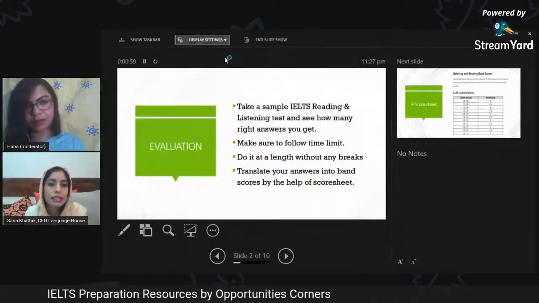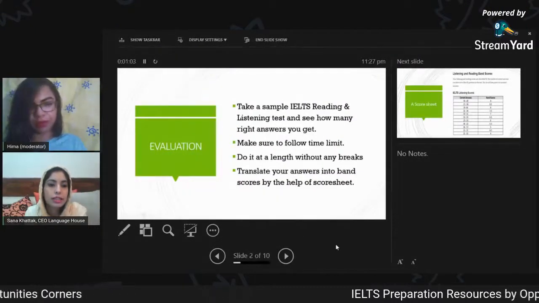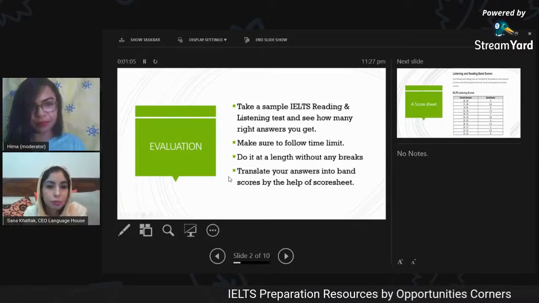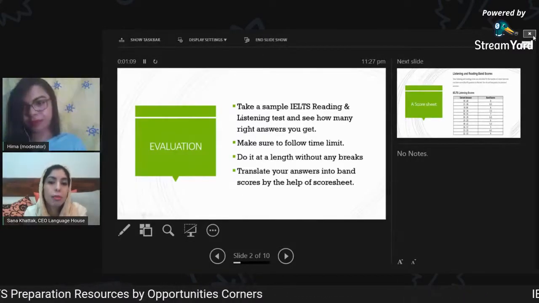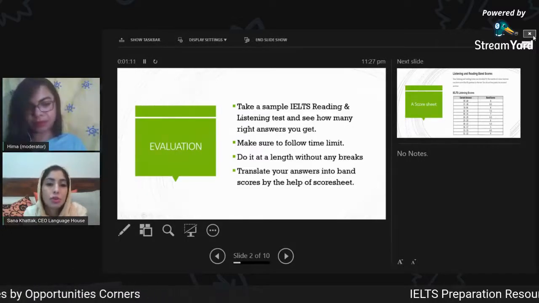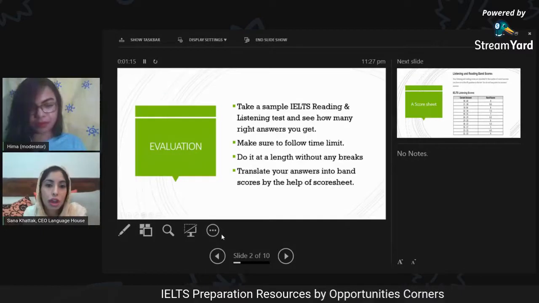So let's start with evaluation. You can see the slides in front of you. Evaluation is a step-by-step process, and before you choose any resources, you should see where you stand. What is your current band and what is your target band?